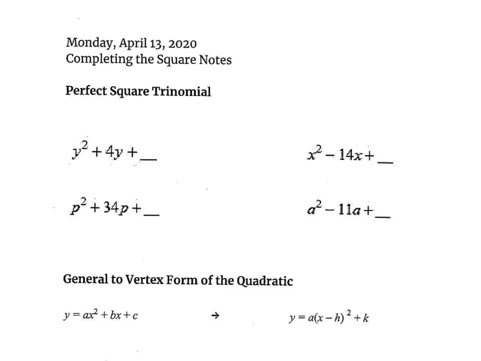Hello, let's talk about perfect square trinomials and completing the square. In a perfect square trinomial, I'm looking at this definition right here. Trinomial means that we're going to have three terms, and the first and last terms are squares.